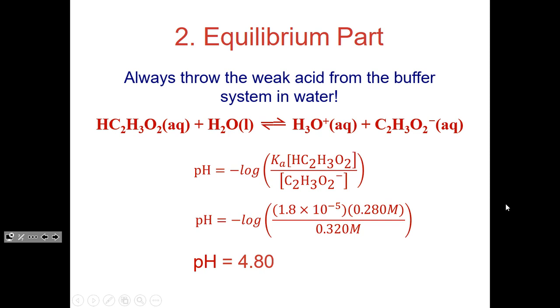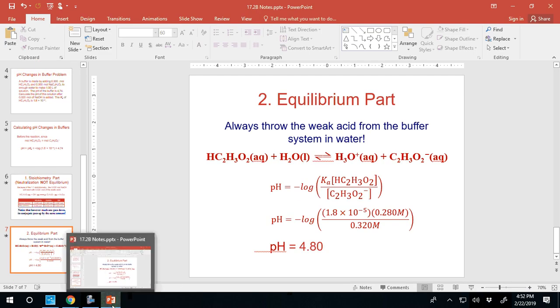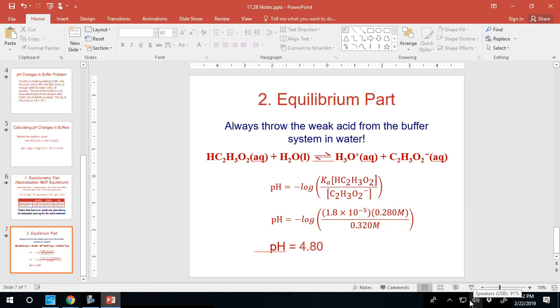So even though we added a strong base, and you would think that would dramatically change the pH, it only changed it a small amount because of the buffer system. And that's really all we're looking at in the second set of notes from section 17.2.